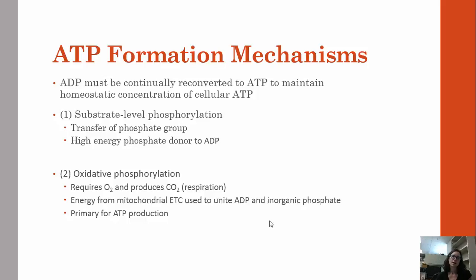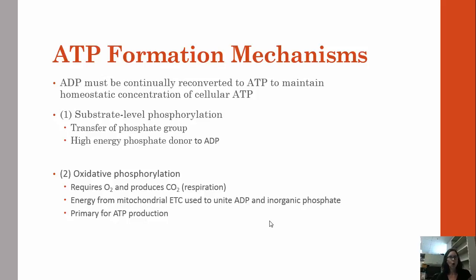So the first is substrate level phosphorylation, and it's exactly what it sounds like. It's the transfer of a phosphate group from a substrate that has this high energy phosphate bond onto ADP to make ATP again. So it's kind of the opposite reaction as the one we just discussed. The phosphate is being put onto the ADP to make ATP.